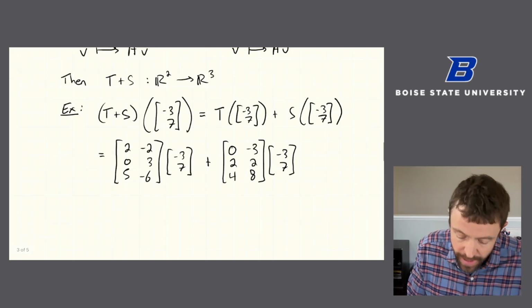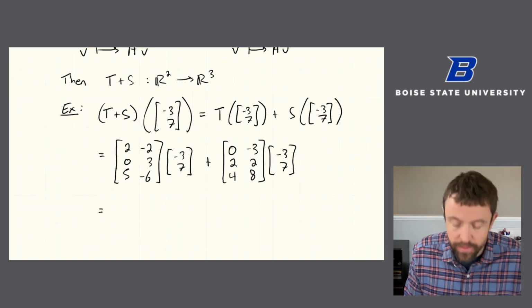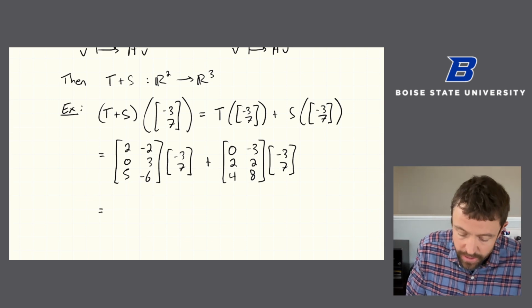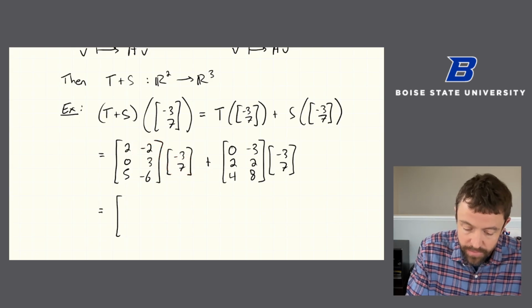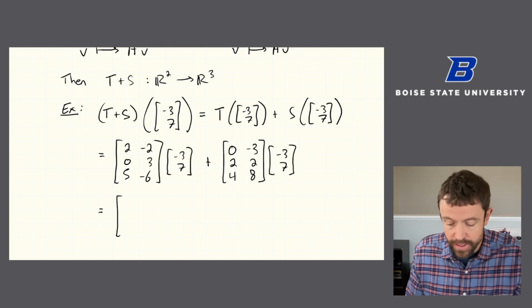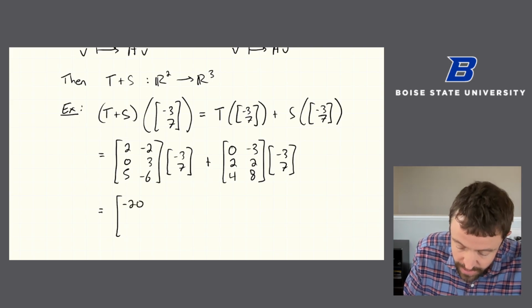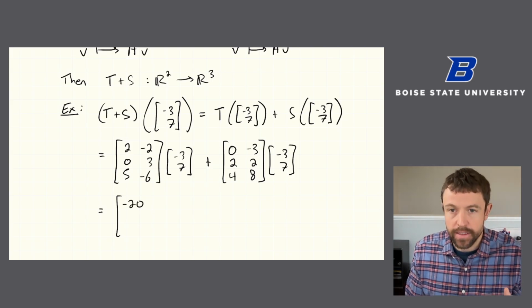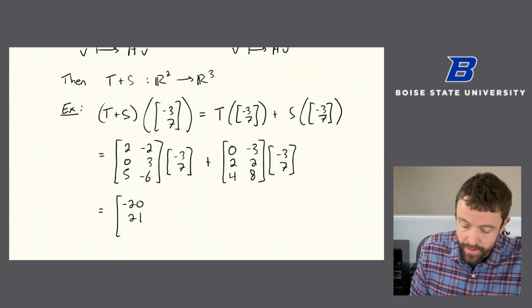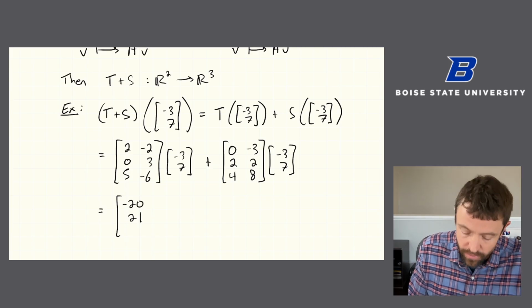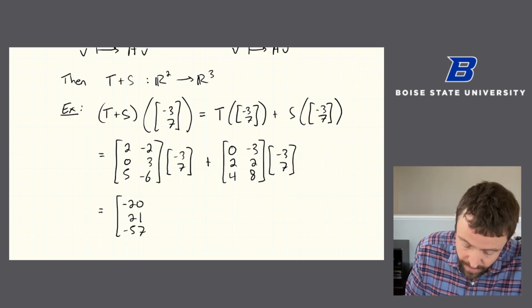And then what ends up happening, and I'm not going to go through the details of every step of the calculation, but our first entry in this vector is obtained by taking negative 3 times 2 and adding 7 times negative 2. And so we get negative 6 plus negative 14 is negative 20. And similarly, as I move down, I get 21. And then I get negative 15 plus negative 42 is negative 57.